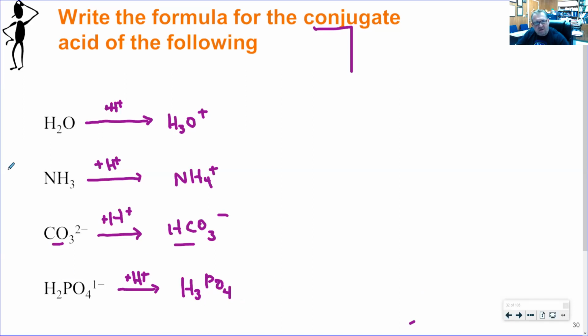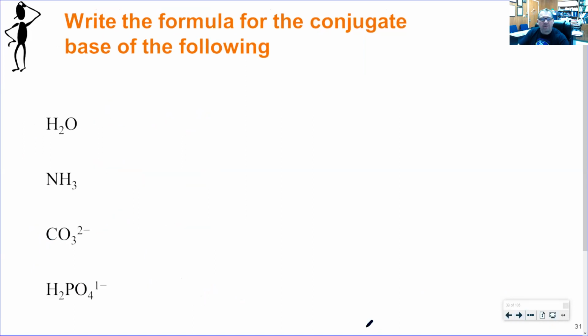So that means that all of these would be working as the base in a Bronsted-Lowry reaction. So all of these guys would be working as the base in the system. All right, the next example says write the conjugate base. So we're going to do the same things now, but we want to form the conjugate base.